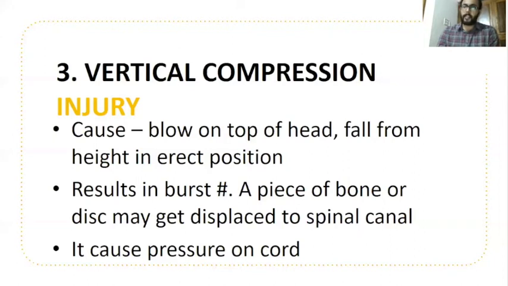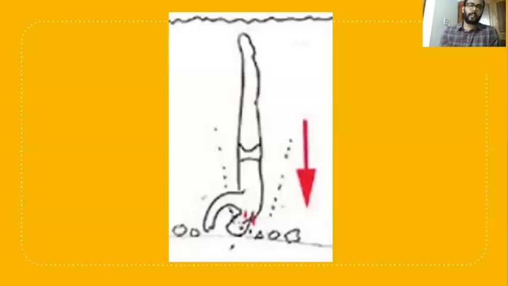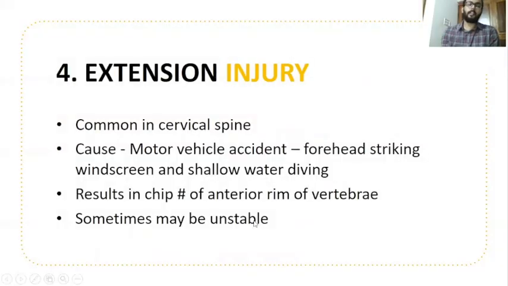Whenever a piece is dislodged from that particular vertebra into the spinal canal, then it's unstable. Surgical intervention is needed. Otherwise, it's a stable injury. This is vertical compression injury, falling in erect posture, hitting the head directly. Coming to extension injury, it's very common in the cervical spine. Extension injury is very common in the cervical spine.